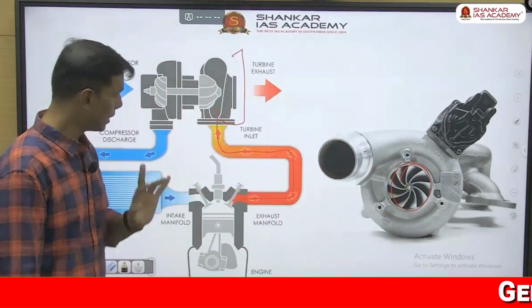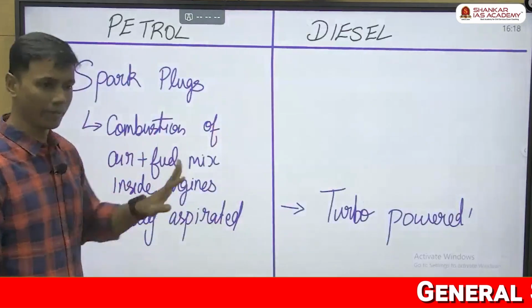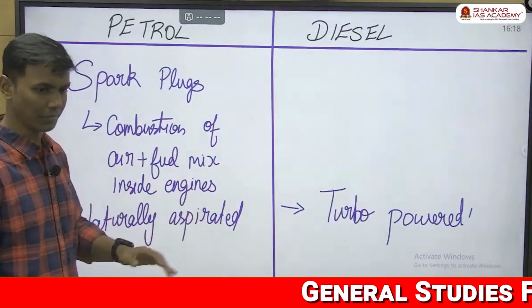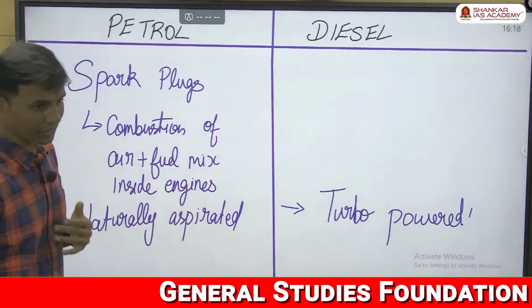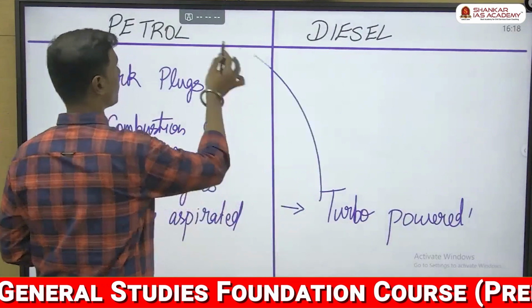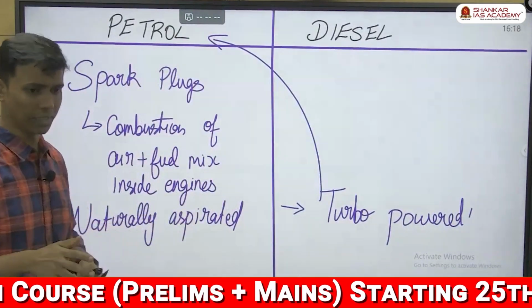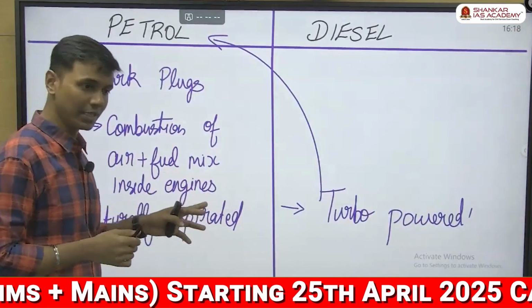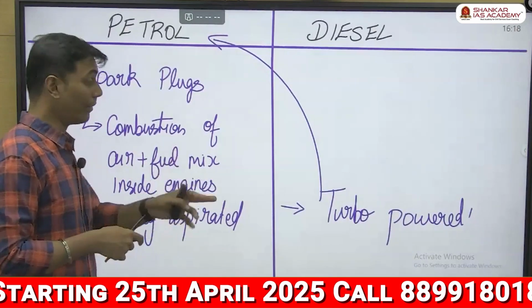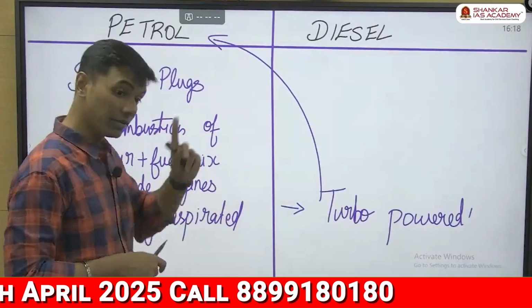So generally diesel engines are turbo powered, but petrol engines, they don't have it. It is naturally aspirated. But right now the technology is advanced. We are putting turbo inside petrol also, so that the power will be even higher. Well, it becomes more costly. Generally compared to petrol, diesel engines are costlier. But when you put a turbo into a petrol engine, it becomes even more costly.